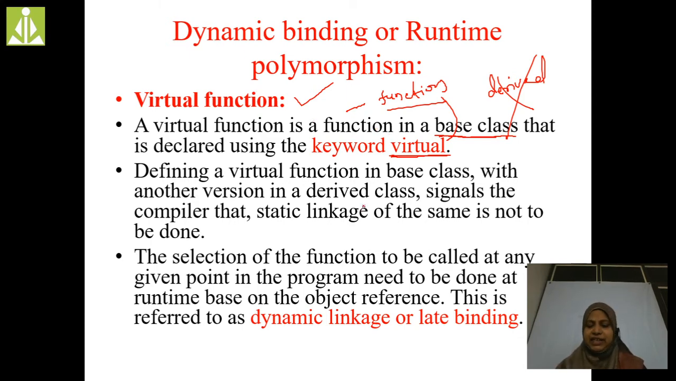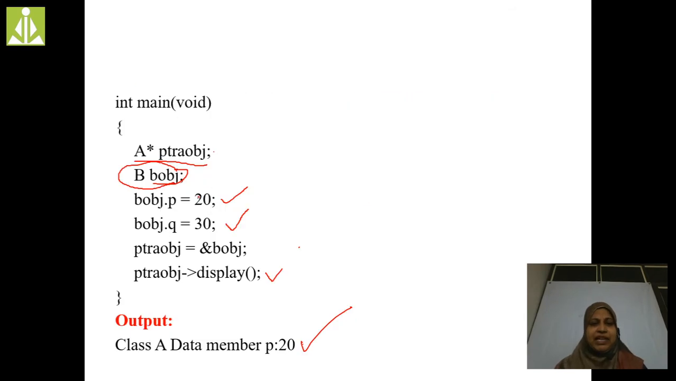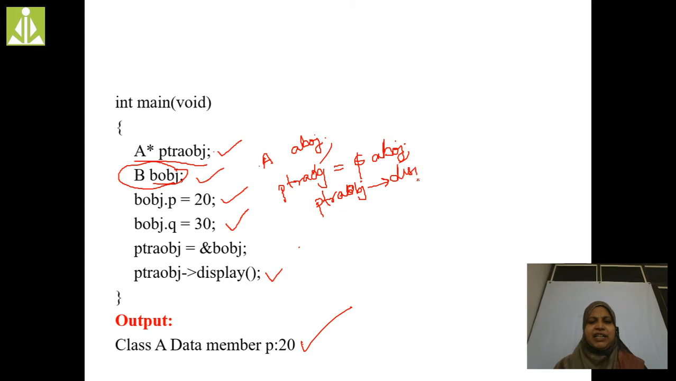For example, see here in the previous example, I am creating the object for class B, and here I am creating the pointer for class A. If I create the object AOBJ here, and now by using this pointer variable, ptr = &AOBJ, by using this one, ptr->display method is going to invoke the method which is present in its base class.